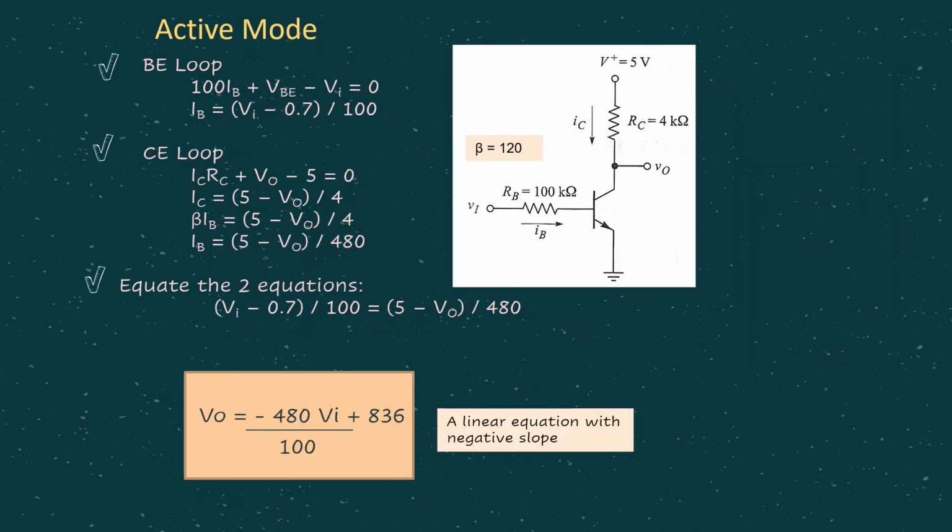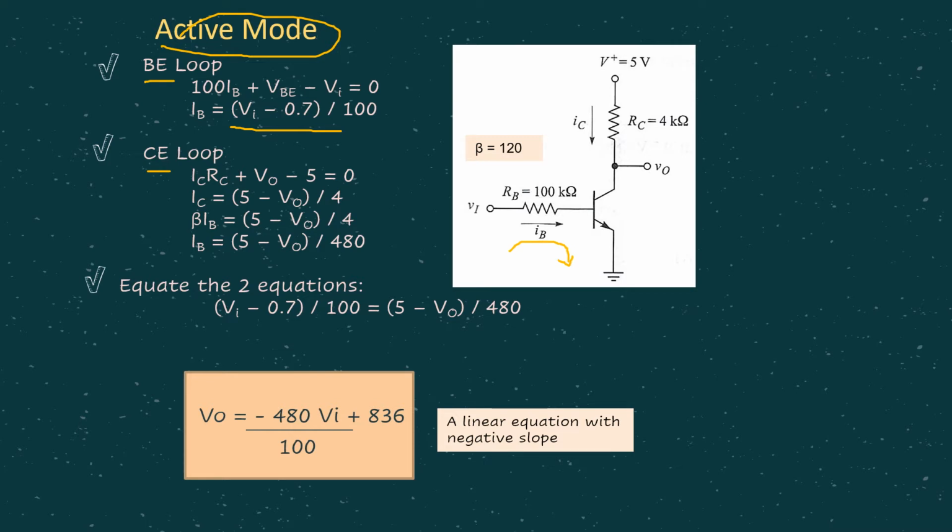Now let's look at the second mode, which is the active mode. In the active mode, we can consider the KVL equation related to the BE loop, as well as the KVL equation related to the CE loop. In the BE loop, we have 100 IB plus VBE minus VI equals 0. If we rearrange, we get IB equals VI minus 0.7 divided by 100, from that KVL equation.